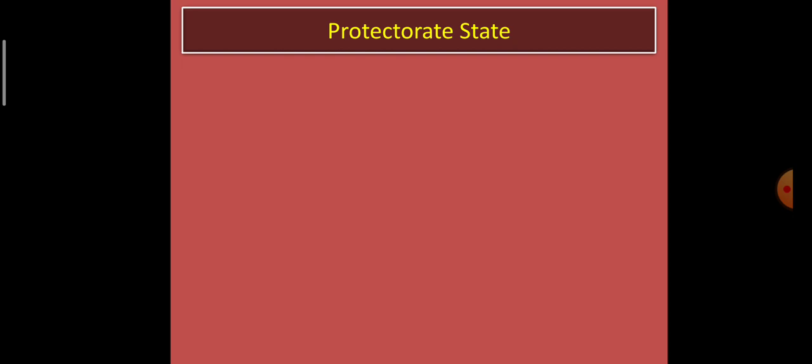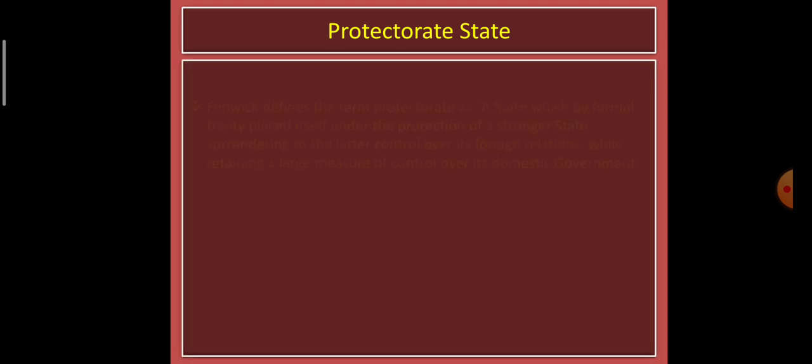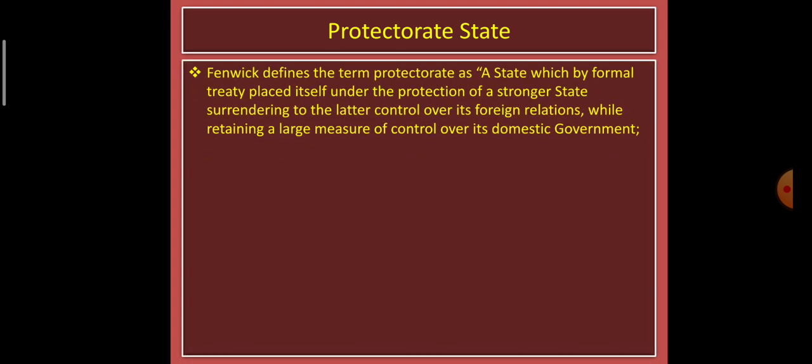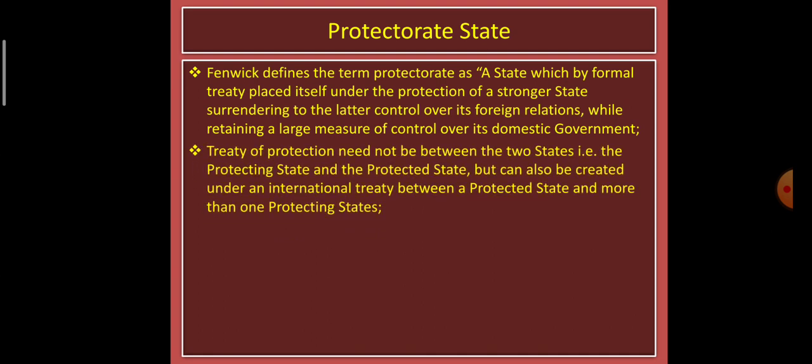The first one is the protectorate state. As per Fenwick, he defined the term protectorate as a state which by formal treaty placed itself under the protection of a stronger state, surrendering to the latter control over its foreign relations, while retaining a large measure of control over its domestic government. So it surrenders some powers to the stronger state and retains large measures of control over its domestic government.